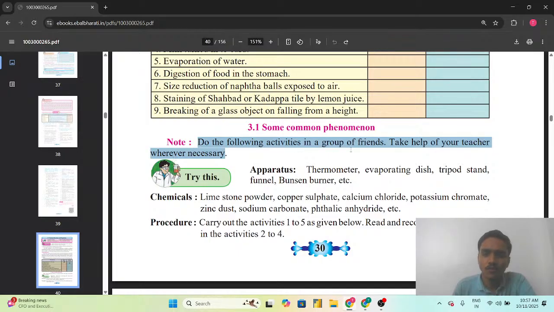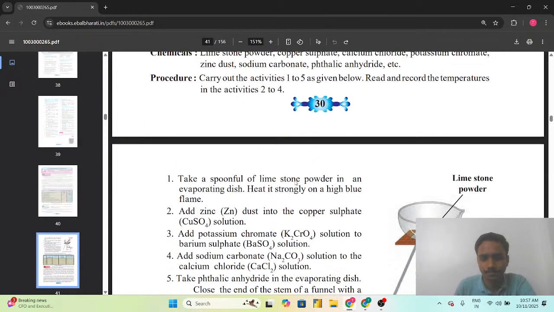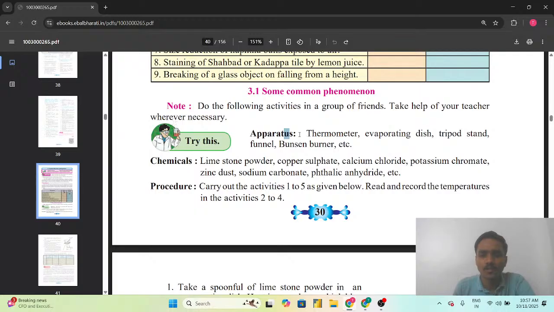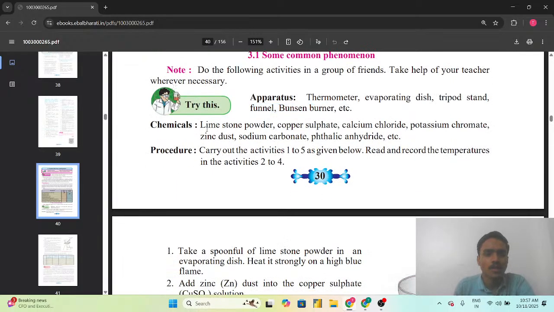Note: do the following activities in a group of friends. Take help of your teacher whenever necessary. So, this is the one activity which is given. Apparatus needed: thermometer, evaporating dish, tripod stand, funnel, Bunsen burner, etc. Chemicals we need: limestone powder, copper sulfate, calcium chloride, potassium chromate, zinc dust, sodium carbonate, phthalic anhydride, etc. Procedure: carry out activities 1 to 5 as given below. Read and record all the temperatures in activities 2 to 4.